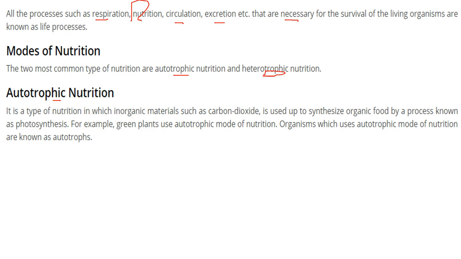So autotrophic, auto means self. This is a type of nutrition in which inorganic materials like CO2 are used to synthesize organic food, and the process is known as photosynthesis. Photosynthesis is employed by plants in order to make their food, to make carbohydrate. Green plants use this autotrophic mode of nutrition, and organisms which use it are known as autotrophs.